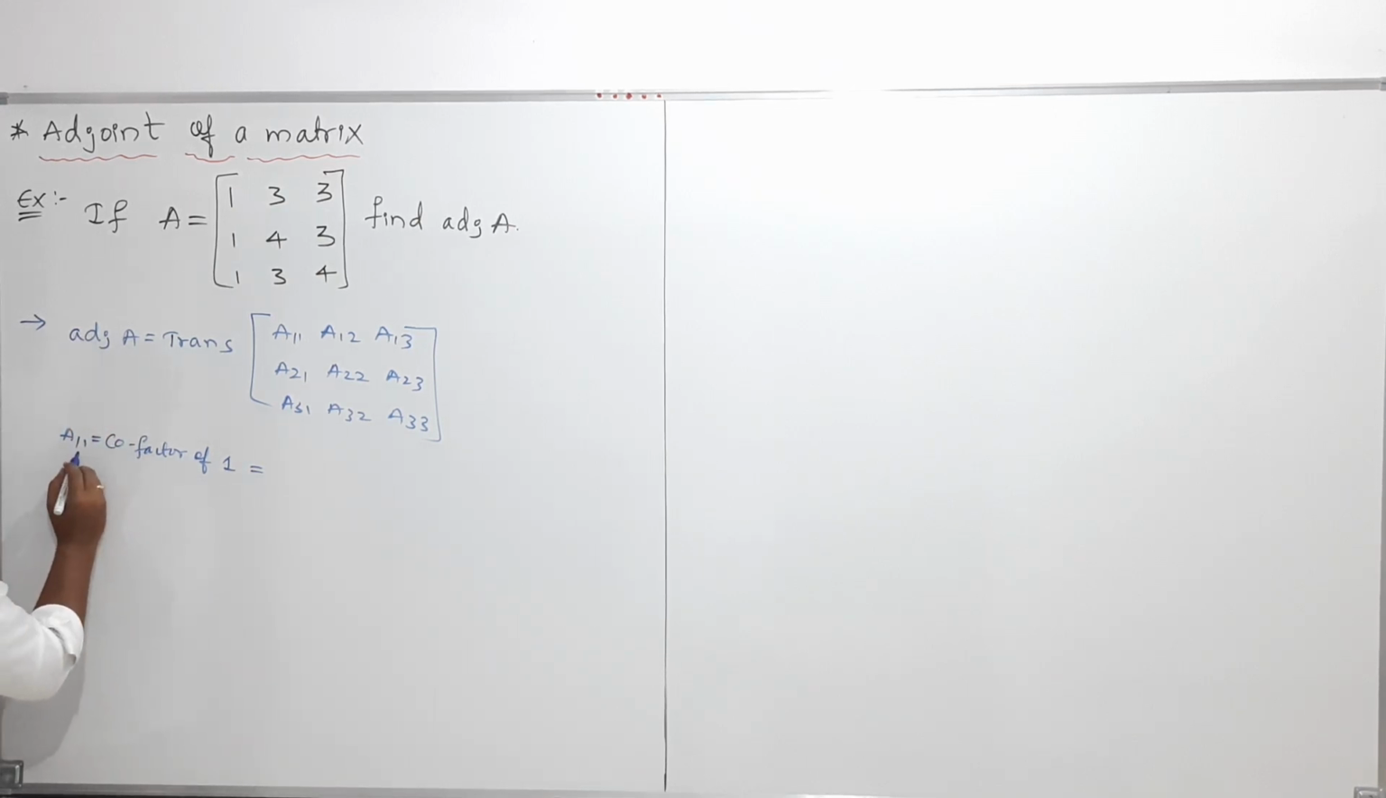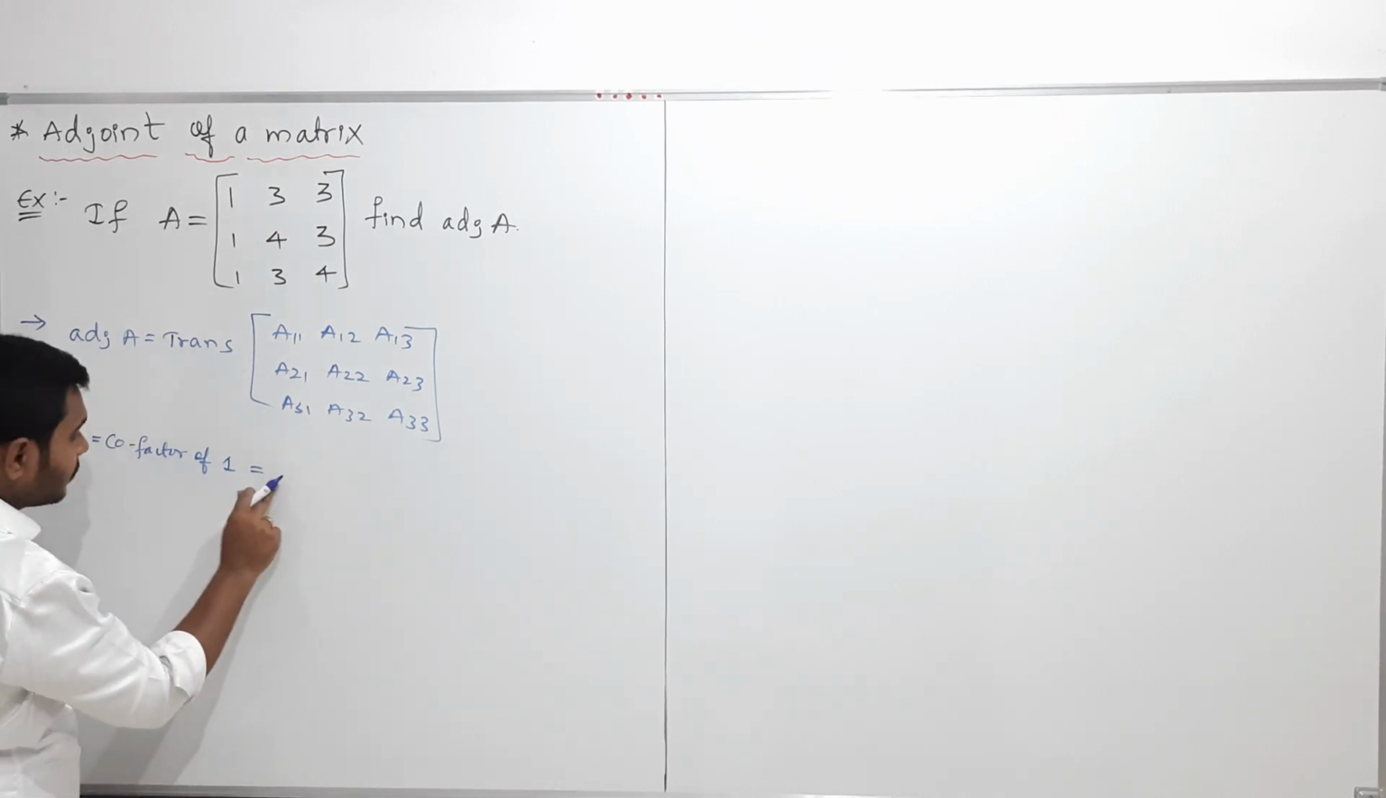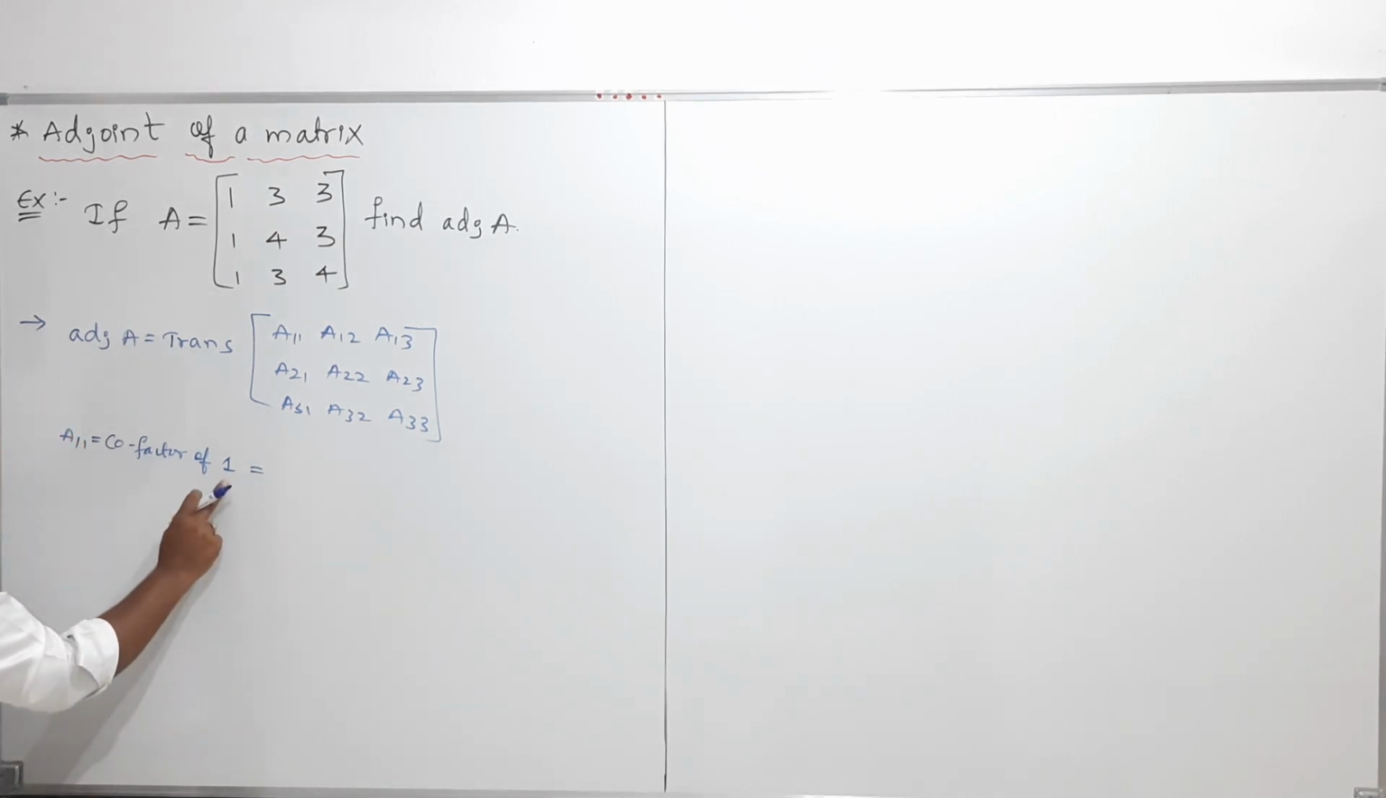So 1 plus 1. If you wanted to find the cofactor, what should you do? Add this 1. 1 plus 1 is 2. 1 plus 1 is 2 means you will get the positive. So positive into the cofactor of 1. How to find the cofactor of 1?